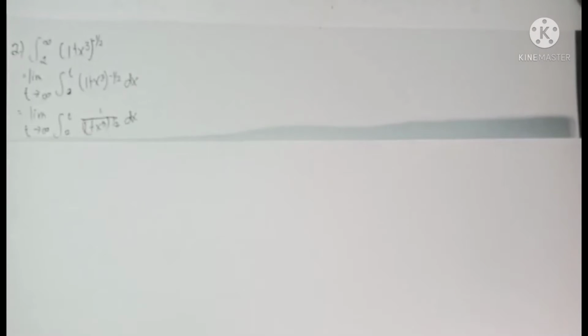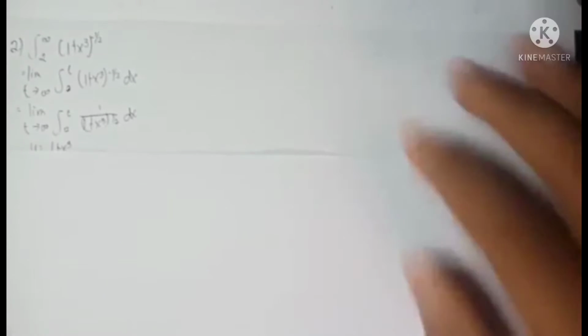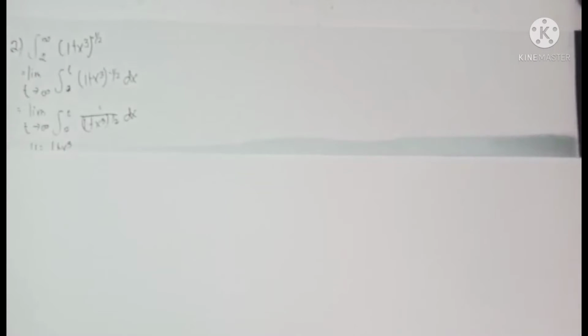So, our given in number 2 is the integral of 1 plus x raised to 3 raised to negative 1 half from 2 to infinity. Limit of t to infinity of the integral of 1 plus x raised to 3 raised to negative 1 half dx from 2 to t. So, bali, magiging limit of t to infinity integral of 1 all over 1 plus x raised to 3 raised to 1 half dx.